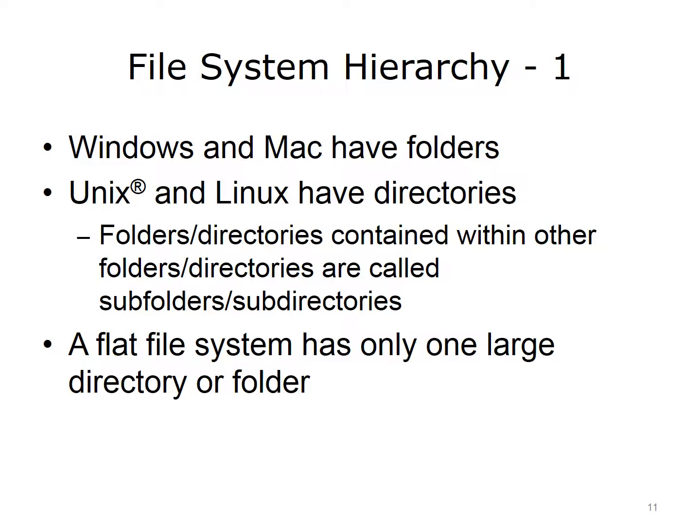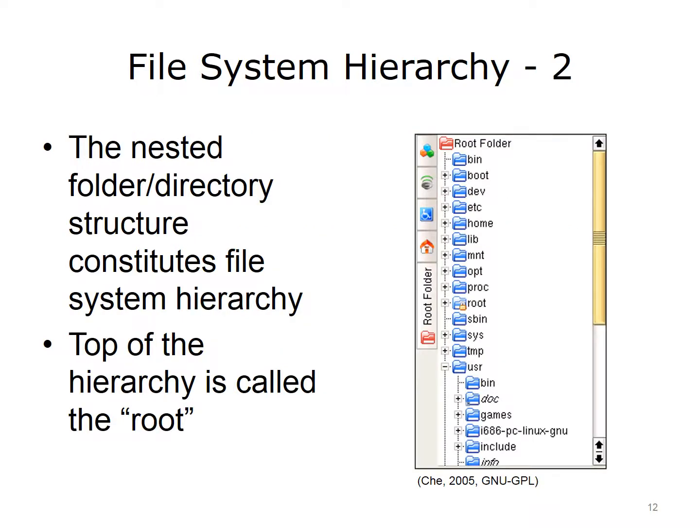In Unix and Linux, the containers are called directories. Folders or directories that are contained in other folders or directories are called subfolders or subdirectories. There are also flat file systems that have only one large directory or folder, with all the files being held within that single directory or folder. For file systems that are not flat, meaning there is more than just one large directory or folder, the nested subfolders or subdirectories contained on the computer form a hierarchical structure similar to that of a tree. This screenshot shows nested folders and subfolders and the tree-like structure that results. The top of the hierarchy is called the root.